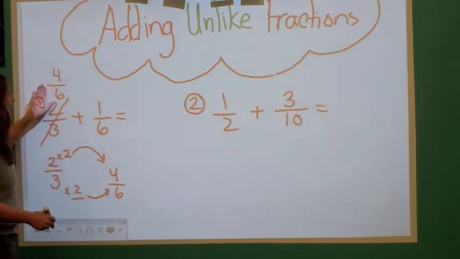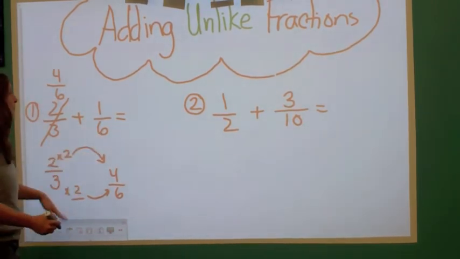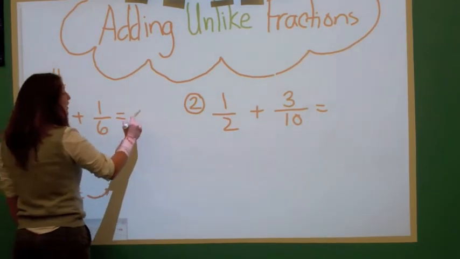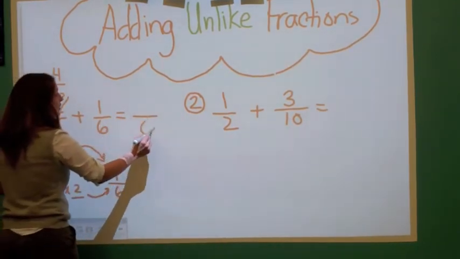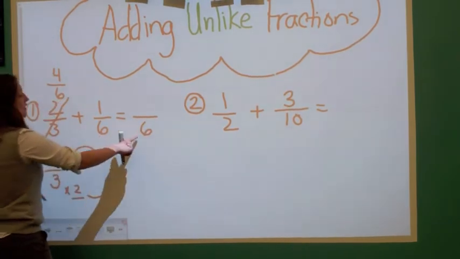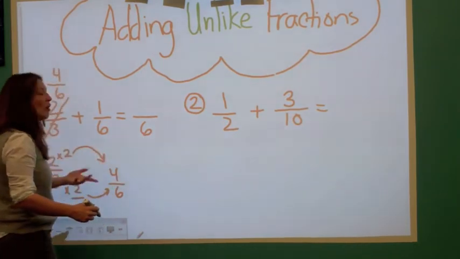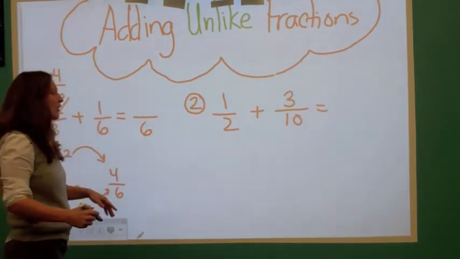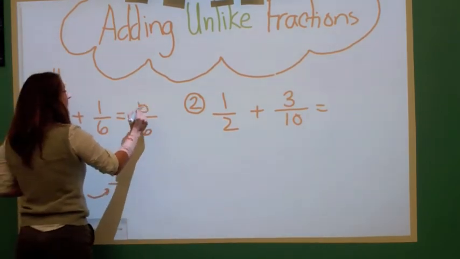So now I can add 4/6 plus 1/6. And remember, now that they're like fractions, I keep the denominator. So 6, 6. The sum will have a 6 in its denominator. And all I do is I add the numerators. So 4 plus 1 will give me 5.